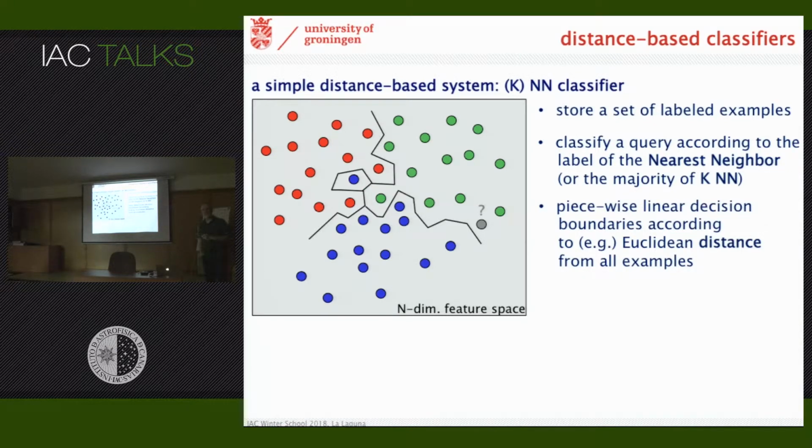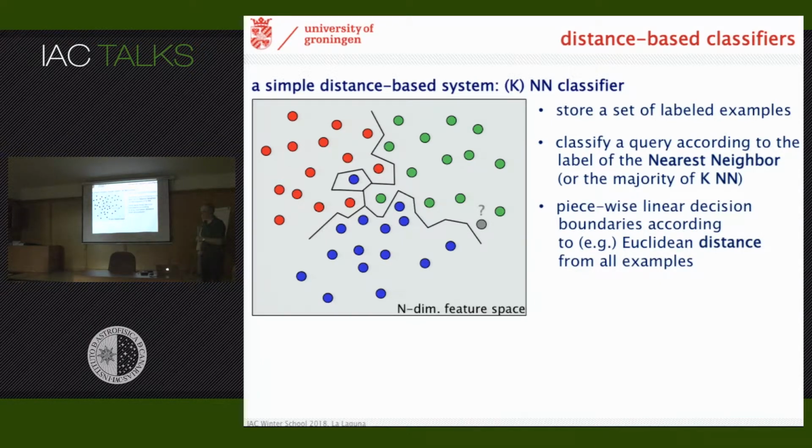Now, if you take that seriously, you could, in principle, go through your data set, and in 2 dimensions you can do that, and draw the decision boundary between the 2 classes anywhere in your feature space. This would be a piecewise linear decision boundary if I use Euclidean distance. Now this is the nearest neighbor classifier. You can generalize that by looking at k nearest neighbors.